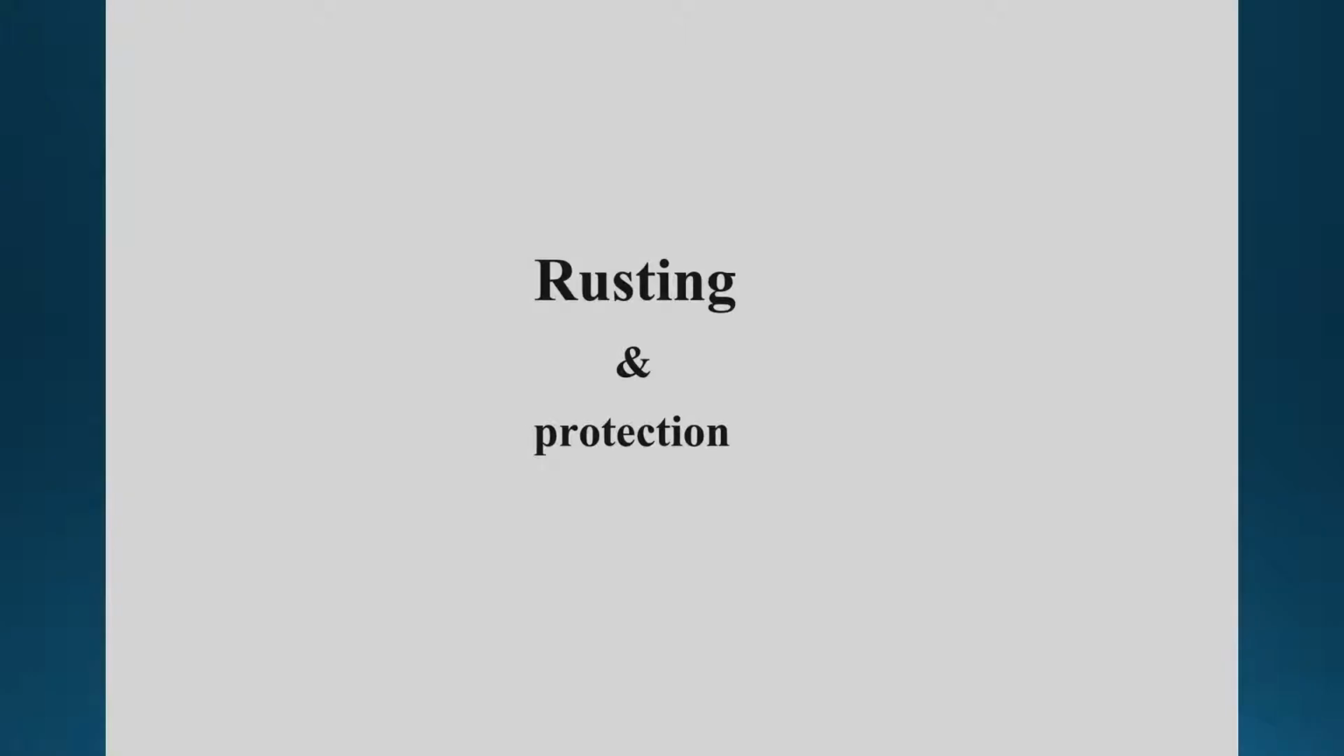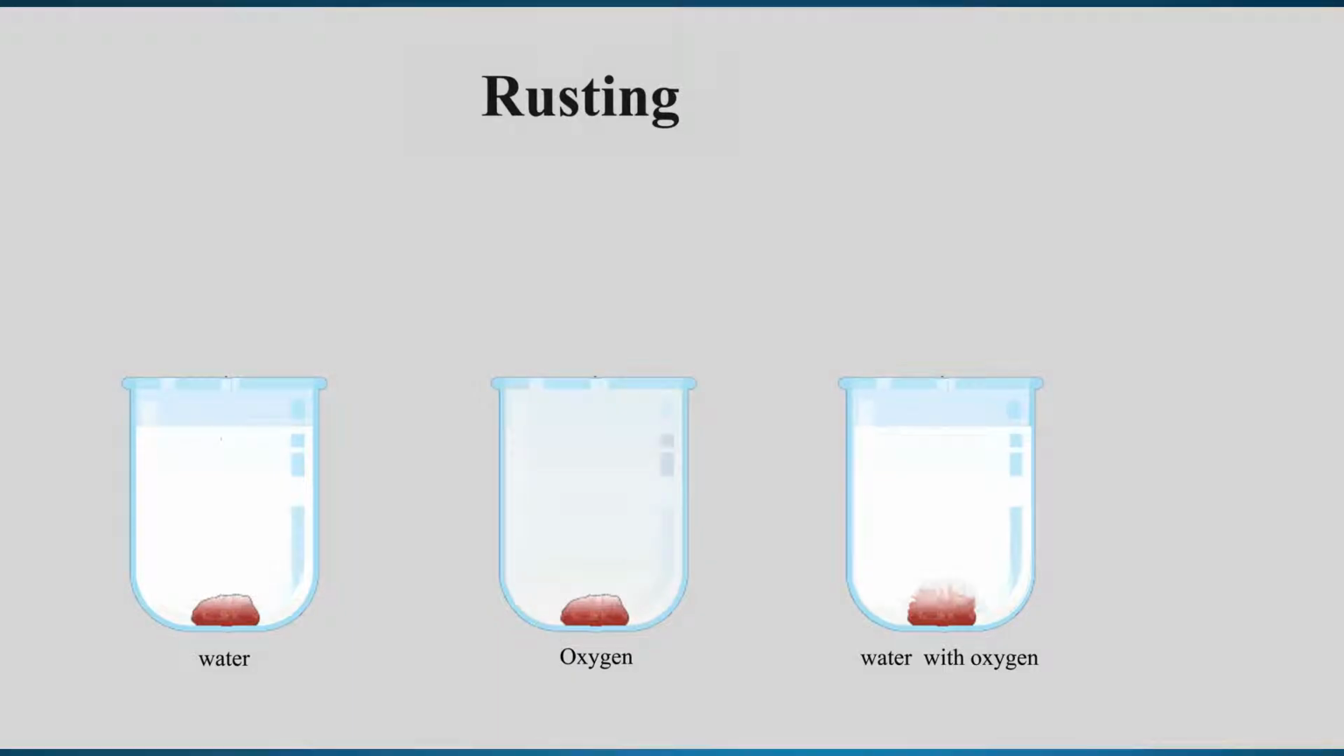Rusting. When we learn rusting in the early years, you have a piece of metal put in three different tubs. First one with water, second one with oxygen, third one with water and oxygen. In this experiment, you will find the result always.